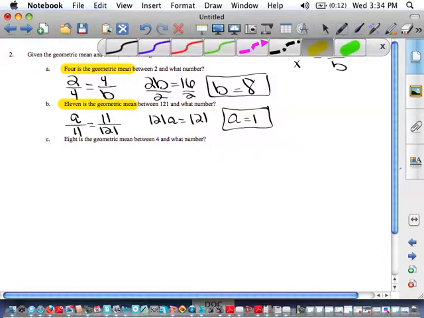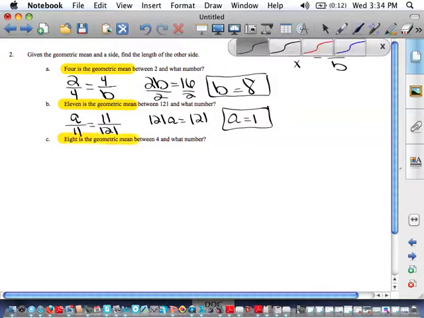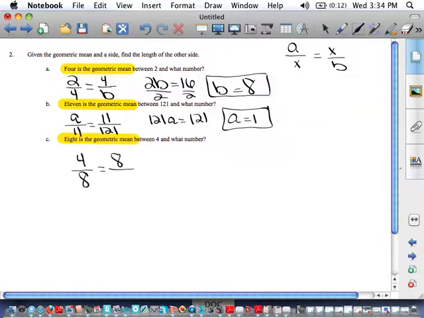C, it says 8 is the geometric mean. So again, start your proportion. 8 is the geometric mean, so it goes in place of X between 4 and some number. Doesn't matter which section you put the 4 in. Cross multiply, you get 4B is equal to 64, so B is equal to 16. Okay, two types of problems like that involving the geometric mean. One, you're given A and B, and you need to find the geometric mean. That's like problem 1. And then the second is you're given the geometric mean, and you need to find either A or B.